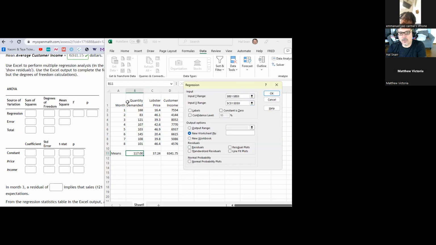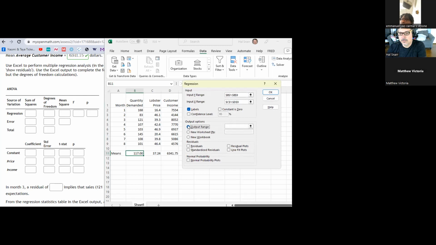Now, because you're including row 1 that has labels, you want to check mark labels. And then I want to put the output in the same worksheet. So I'm going to click output range. I'm going to click in this box so it's blinking.